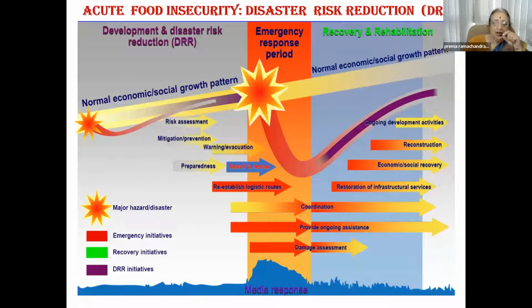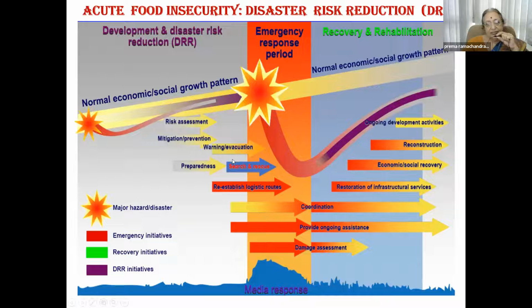We will talk about the acute food insecurity associated with disaster. Essentially, it is really a 3-time point intervention. On one side, we have to assess the risk. How do we mitigate and prevent it? Most important of all, how do we build up an early warning system, preparedness for evacuation to minimize the losses, not only of human life, but also of cattle wealth?